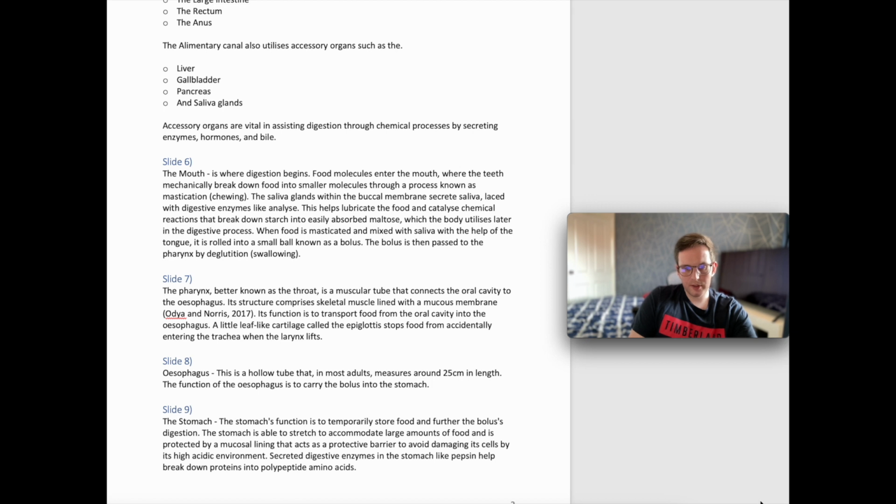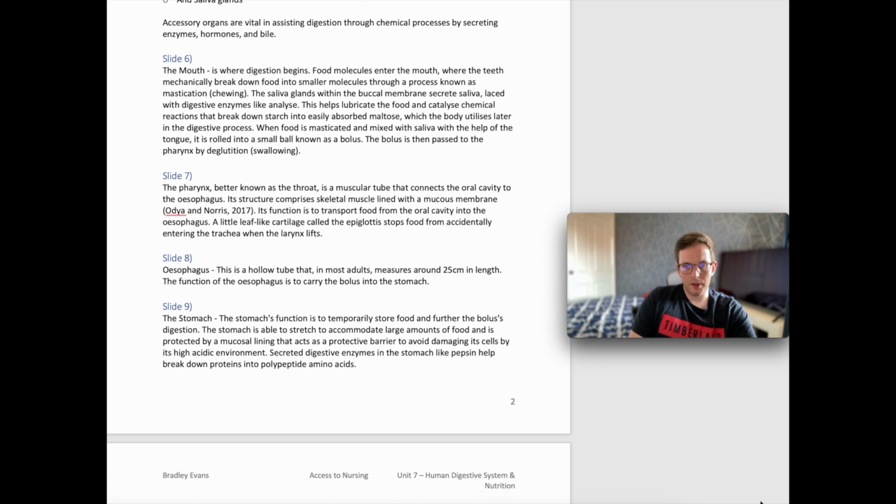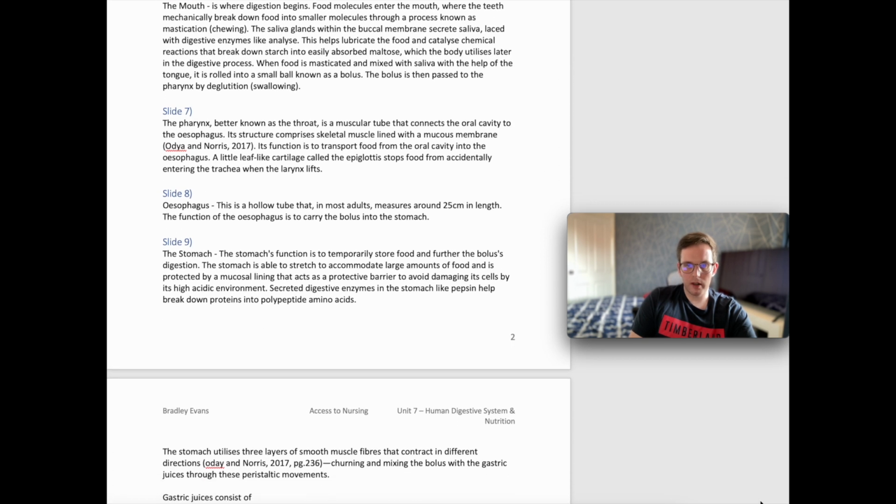The esophagus is a hollow tube that in most adults measures around 25 centimeters in length. The function of the esophagus is to carry the bolus into the stomach. Then I went on to the stomach. And the stomach's function is to temporarily store food and further the bolus's digestion.